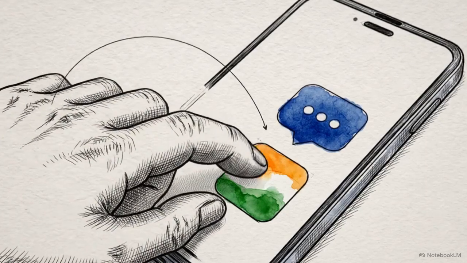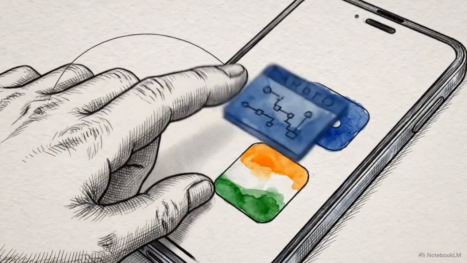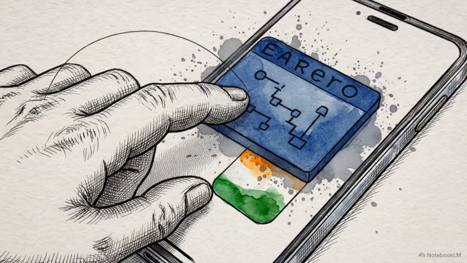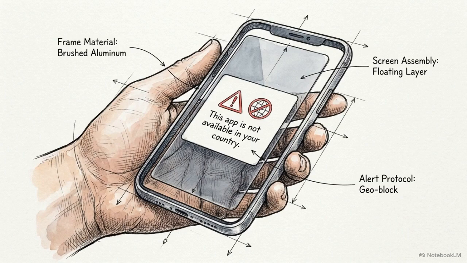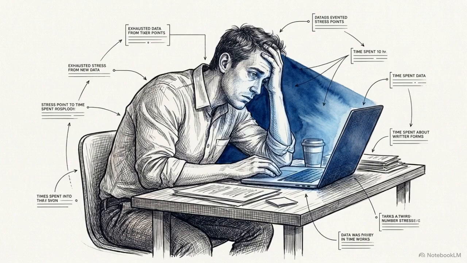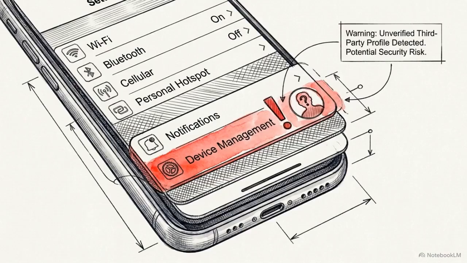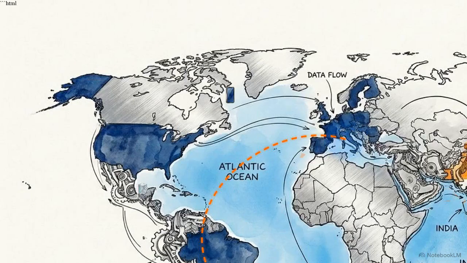You've moved abroad, opened the App Store to grab an Indian banking app or a streaming service from back home, and hit a wall. You get a message reading, "This app is not available in your country." The usual response is to look for workarounds. People hunt for jailbreaks, download sketchy third-party profiles, or try to trick their phones with a VPN.